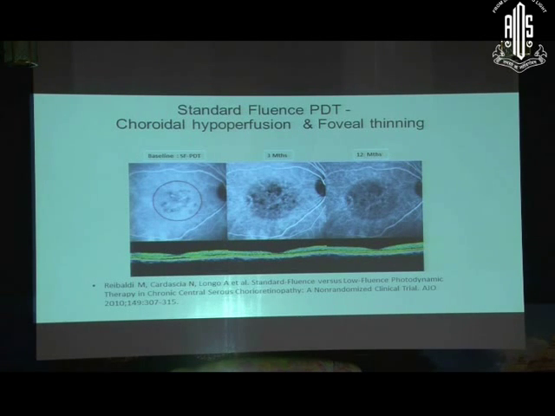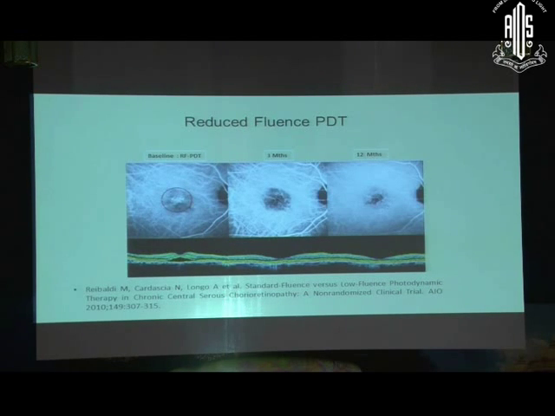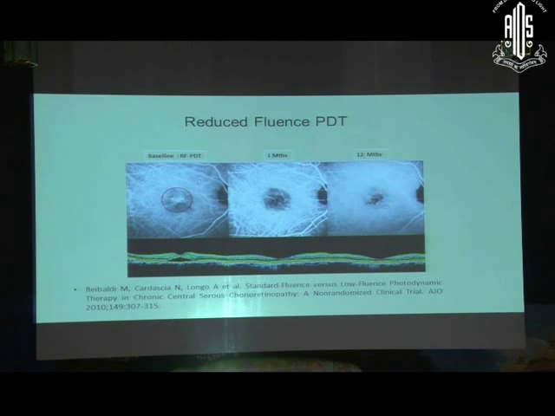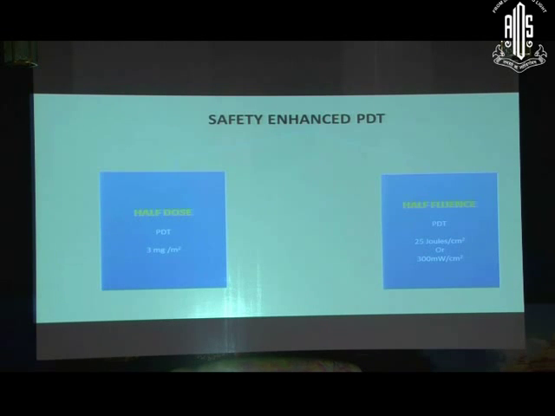This is the picture showing standard fluence in a CSR case. The PDT is done in this area. You can see the choroidal ischemia on ICG, and the corresponding SRF is resolved but with residual foveal thinning, whereas reduced fluence PDT is showing minimal choroidal ischemia. SRF is resolving with normal foveal contour.